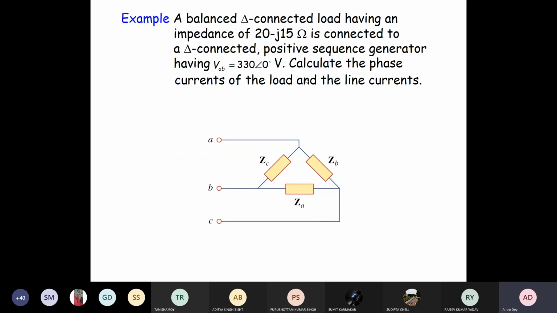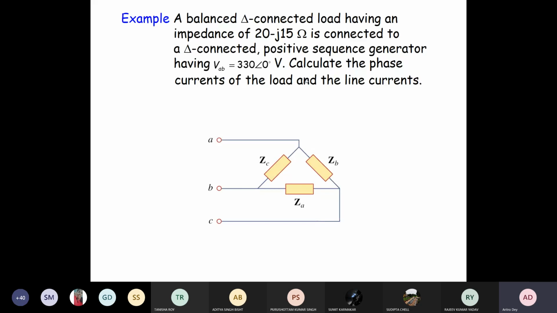Then an example is given, but the solution is not provided. A balanced delta connected load having an impedance of 20 minus j15, so it is a capacitive load, is connected to a delta connected positive sequence generator having 330 angle 0. Forget about the positive sequence generator now.